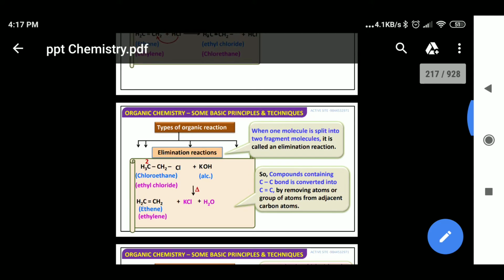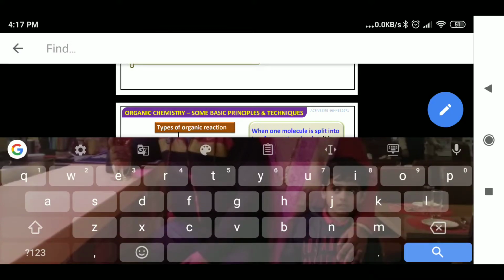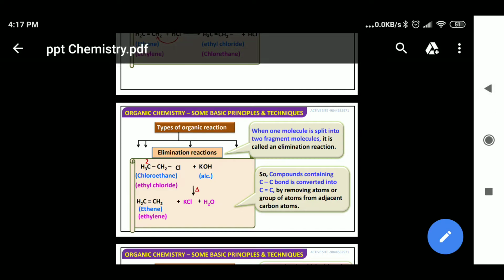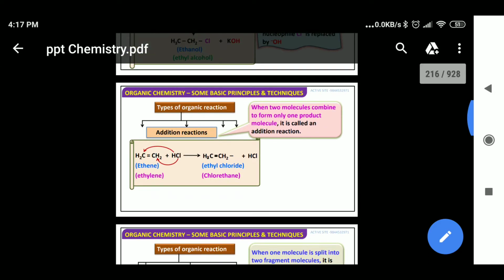So today we are going to discuss once again a very important topic of organic chemistry, that is types of organic reaction. As you can see on the screen, when two molecules combine to form only one product molecule, it is called addition reaction. Here you can see I have shown an example of ethene or ethylene, that is CH2 double bond CH2. When HCl gets added over it, so what happens?